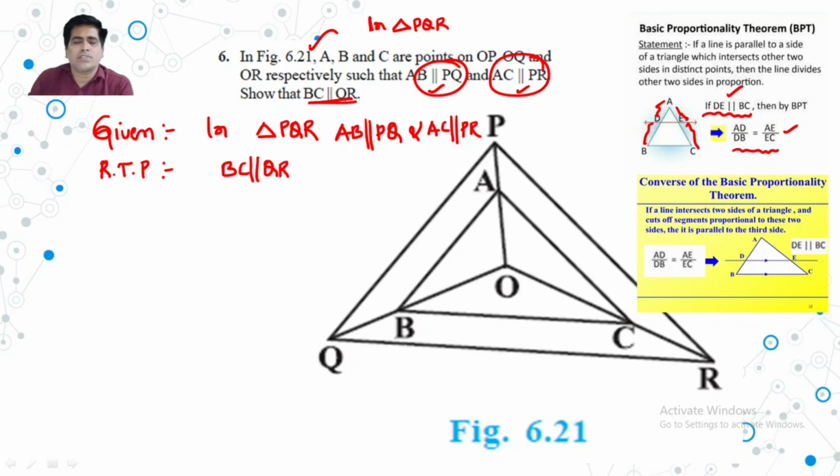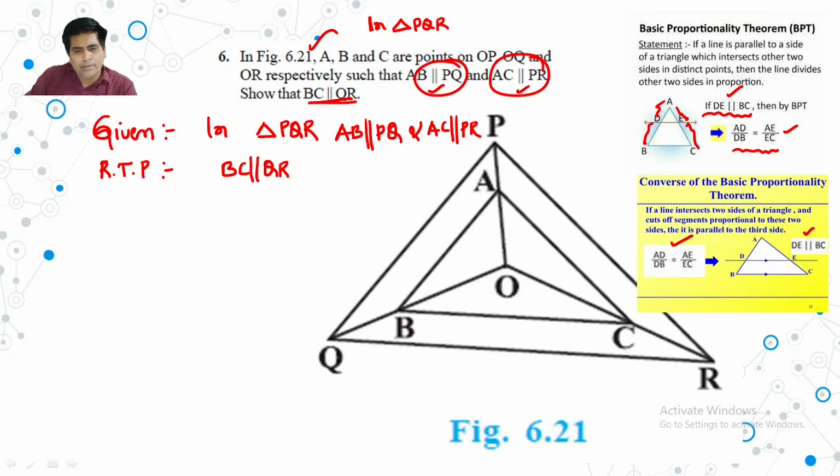Exactly the converse. What is the converse of this BPT theorem? If the ratios are equal, AD by DB is equal to AE by EC, then DE is parallel to BC. Exactly the reverse of this one. So based on these two statements, we are proving this question.